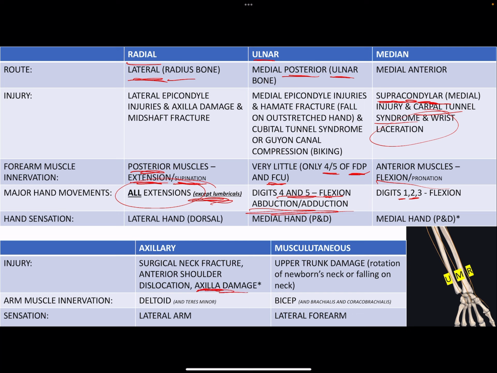For the axillary and musculocutaneous, axillary is associated with surgical neck fractures and shoulder dislocations. Some people say axillary nerve damage, but we've shown earlier that technically it's so high, it's cushioned by all this muscle and fascia and whatnot, that it's not. It's more likely the radial nerve would be the one damaged with crutches or something, or the Saturday night palsy, which we'll talk about.